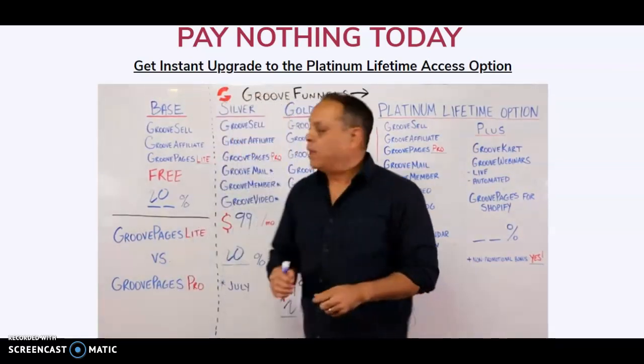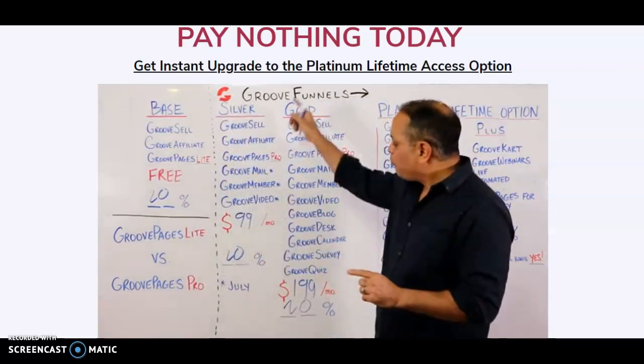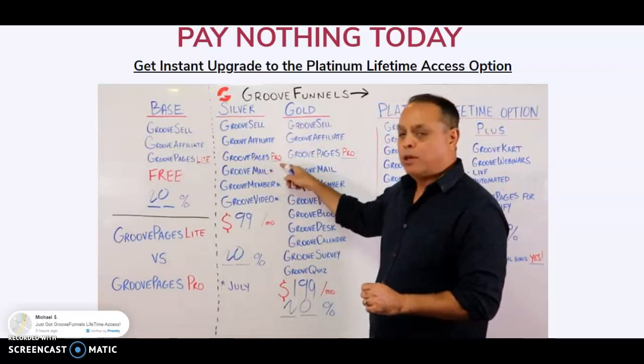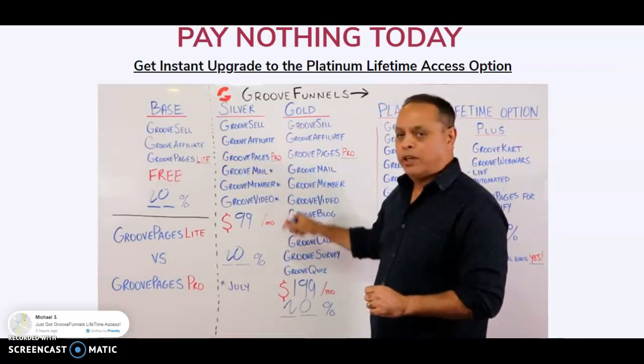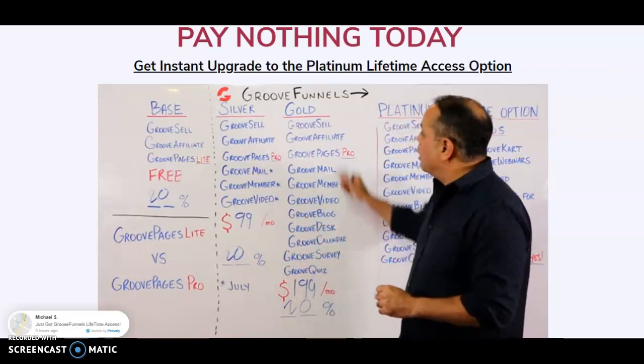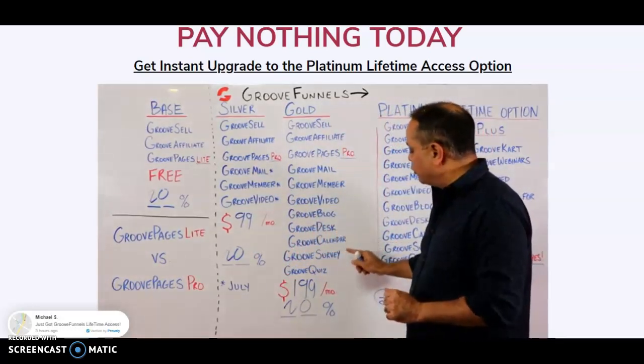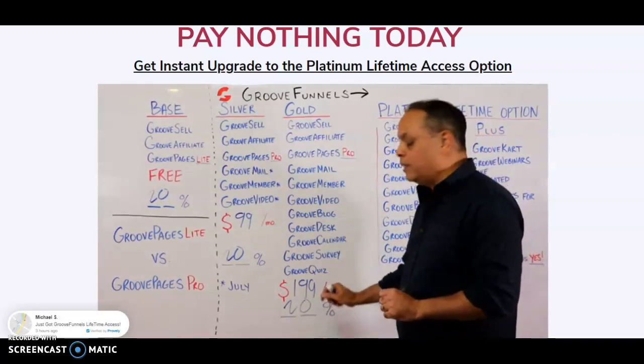So again, the plans when we open in July will be $99 per month. That gives you Groove Sell, Groove Affiliate, Groove Pages Pro, Groove Mail, Groove Member, Groove Video. That'll be $99 per month. Under the Gold plan, we're going to add Groove Blog, Groove Desk, Groove Calendar, Groove Survey, and Groove Quiz. That'll be $199 a month.